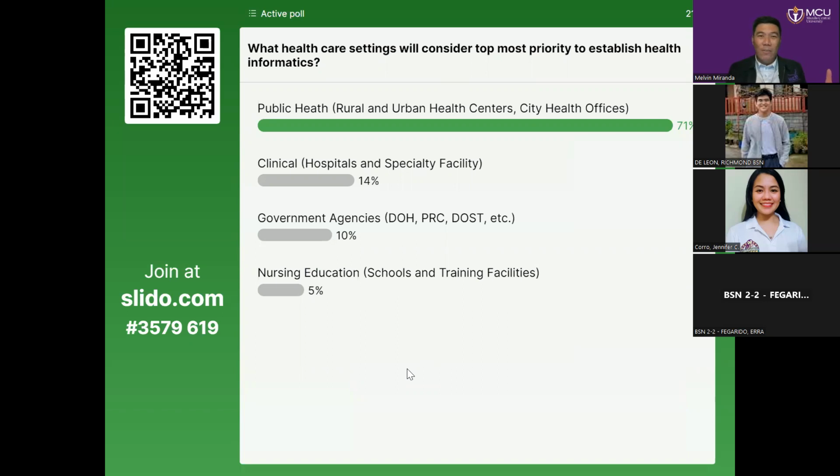So for our final survey, among our 27 students of N22, we have 71% for public and rural health, urban health centers, and city health offices that must be considered to establish health informatics a priority. Second is we have the clinical, hospitals, and specialty facility. Third, with the 10% of government agencies, and the nursing education, we have 5%. So humabol, humantay on the second rank. So we have government agencies for the 14%. I'm also taking into account your responses. So may nag-change ng response from 68%, bumaba siya sa government agencies.